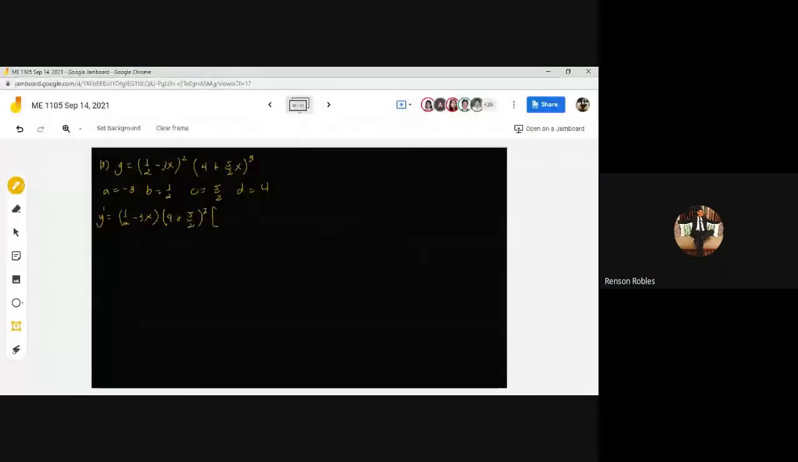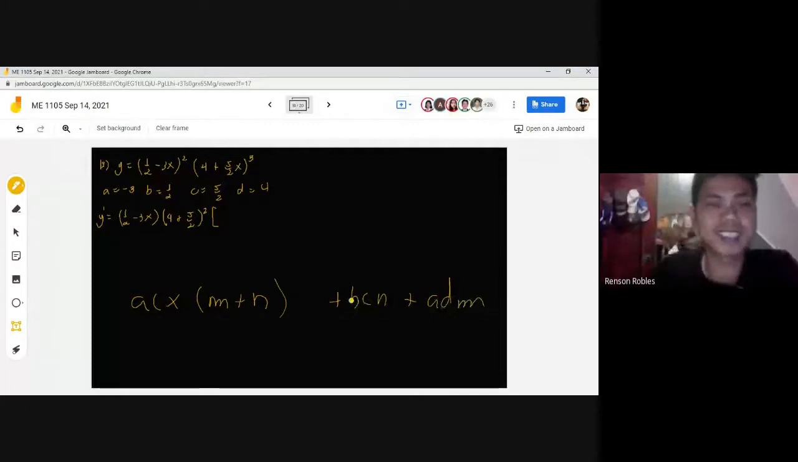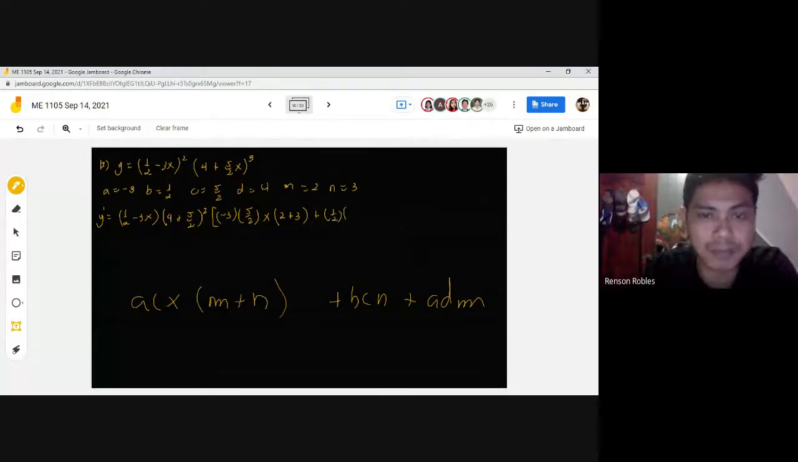nakalimutan ko, ACX M plus N plus BCN plus ABM. Yan. ACX, A, C, x, M. Where's M? M is 2, N is 3. 2 plus 3. Then plus BCN. 1/2, 5/2, N, 3. Plus A, negative 3, D is 4 times M, 2. Close.